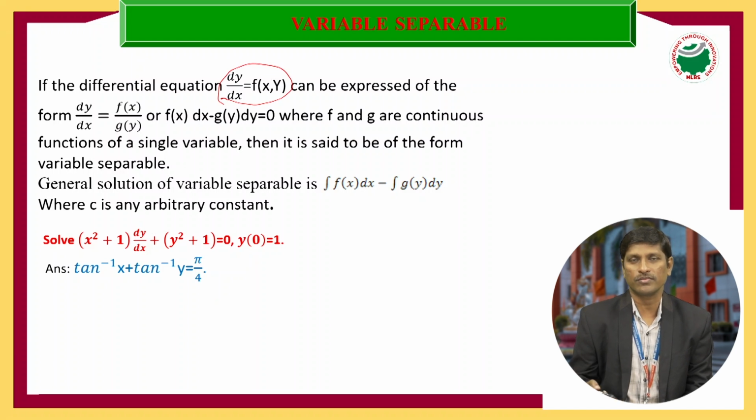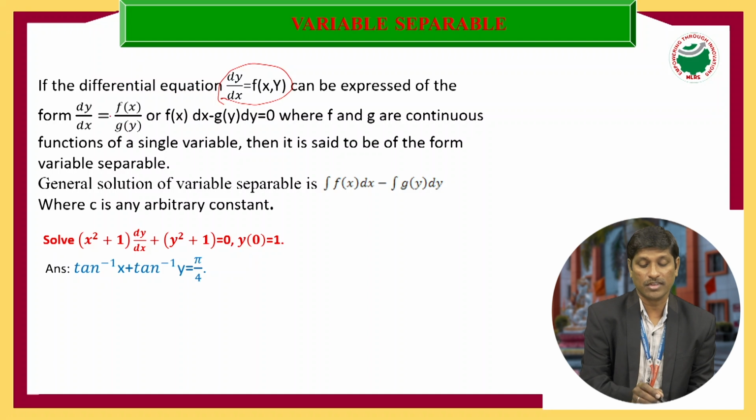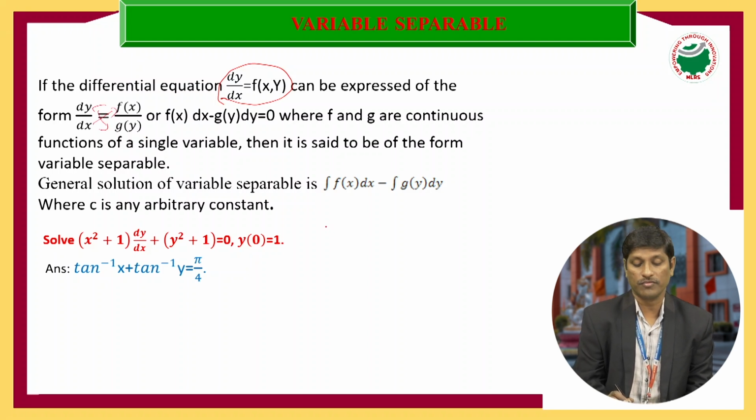For all the methods we discussed, we use the first order and first degree differential equation only. So dy by dx is equal to f of x comma y, and we express that as dy by dx is equal to f of x by g of y, and by cross multiplying we get f of x dx is equal to g of y dy.